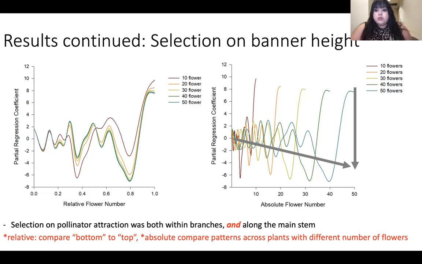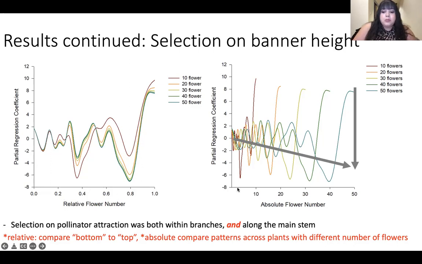Selection was on both gradients. Here, selection becomes more negative, that is for smaller banner height sizes on these subsequent branches. So here, the slopes of the lines define the regression coefficient, and you can use this to highlight the correlation between fitness and trait variation to show how selection can change over flower position.